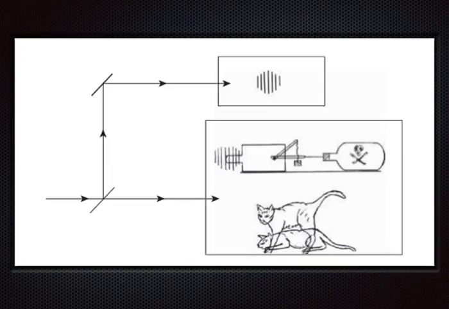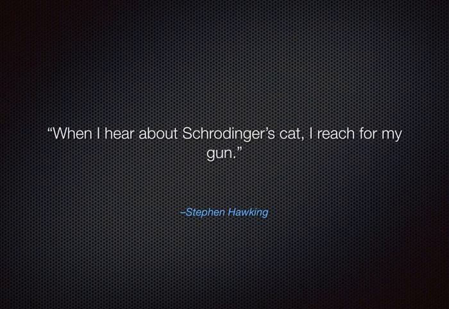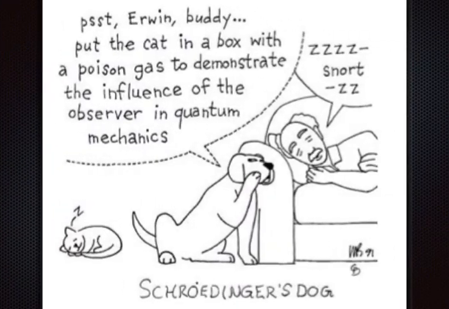Here's a famous quote by Stephen Hawking, which I love. When I hear about Schrödinger's cat, I reach for my gun. That's kind of like the universal consensus, you know. And there's another, Schrödinger's dog. Shh. Put the cat in the box with the poison gas to demonstrate the influence of observing quantum mechanics. I thought that was funny.